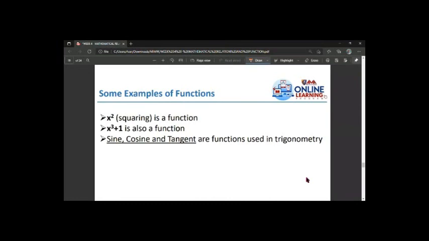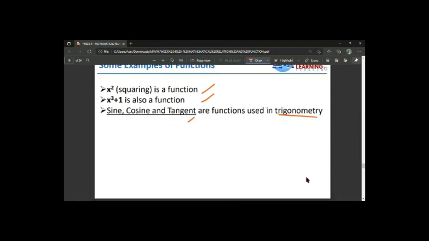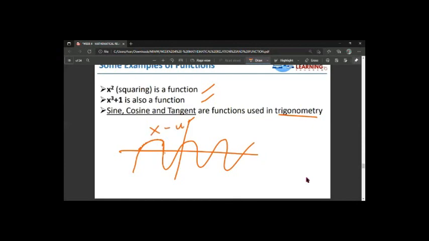Now, let's go with other examples of functions. So x squared is a function, x cubed plus 1 is a function. Sine and cosine, tangent are functions, no, used in trigonometry. So obviously, if we examine a sine wave, okay? As you can see, if you plot this, isa-isahin mo yung mga points dyan, yung x niya is unique. Therefore, this is a function. Same with cosine and tangent.